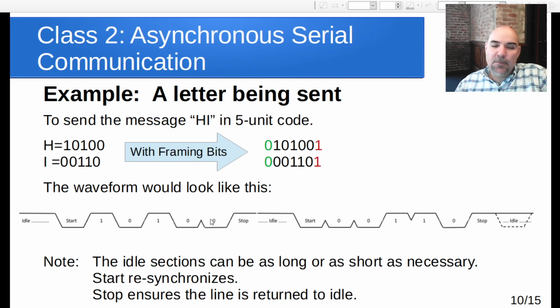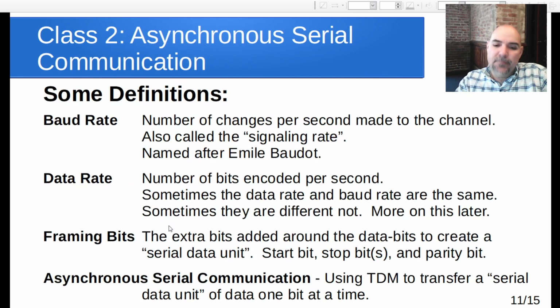But the data rate is how much data we're pushing through there. And you'll notice here, we have two of these bits that aren't data. Start bit, stop bit. Those aren't data that's being passed through. Those are framing bits. They're not part of the message. They're things that were added just for transfer. So in this case, our data rate is going to be slightly lower than our baud rate.